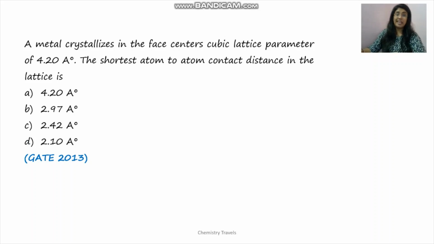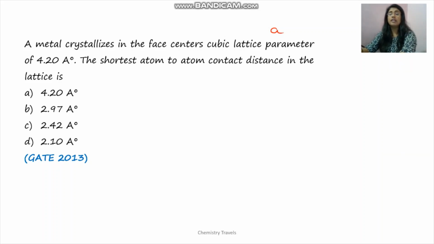So this is from GATE 2013. The question says that a metal crystallizes in an FCC cubic lattice and the lattice parameter is given to be 4.20. Lattice parameter means we know that it is a, the edge length, given to be 4.20 Angstrom, and they're asking for the shortest atom to atom contact distance in the lattice.